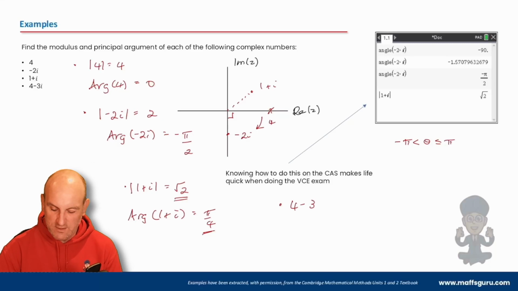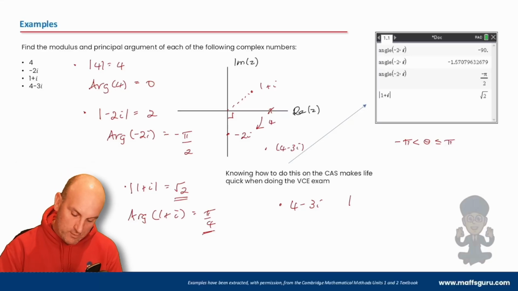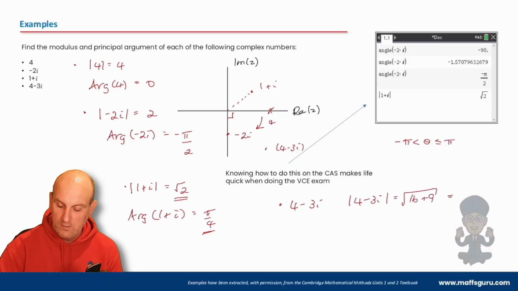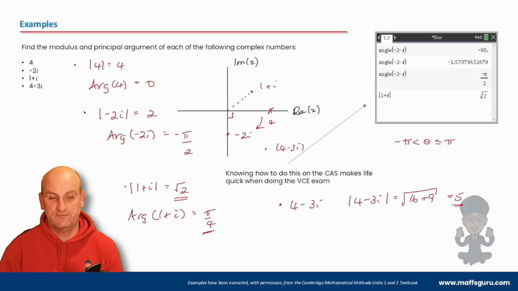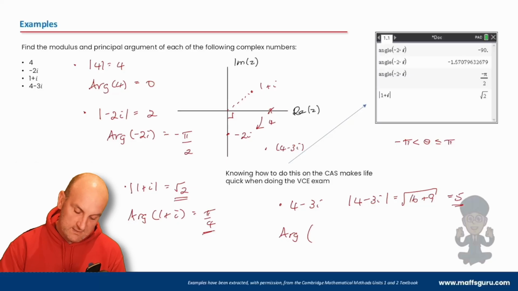4 minus 3i. So we've got 4 minus 3i here. Again, to find the distance, the mod of 4 minus 3i is going to be 4 squared, which is 16, plus 3 squared, which is 9, square rooted, which gives me 5. So we've got a distance of 5. We like that. What about my arg of 4 minus 3i?